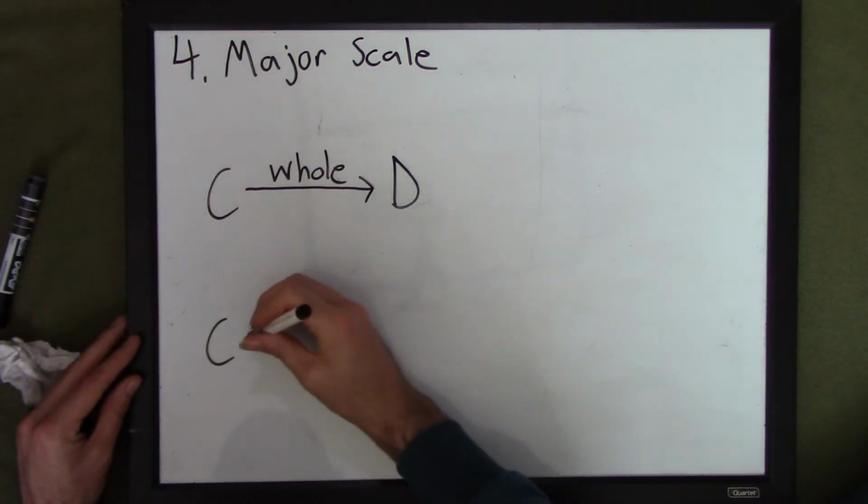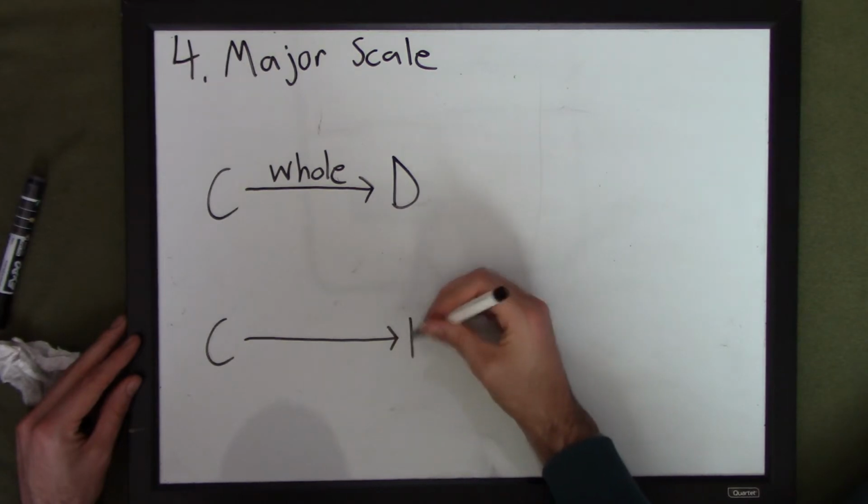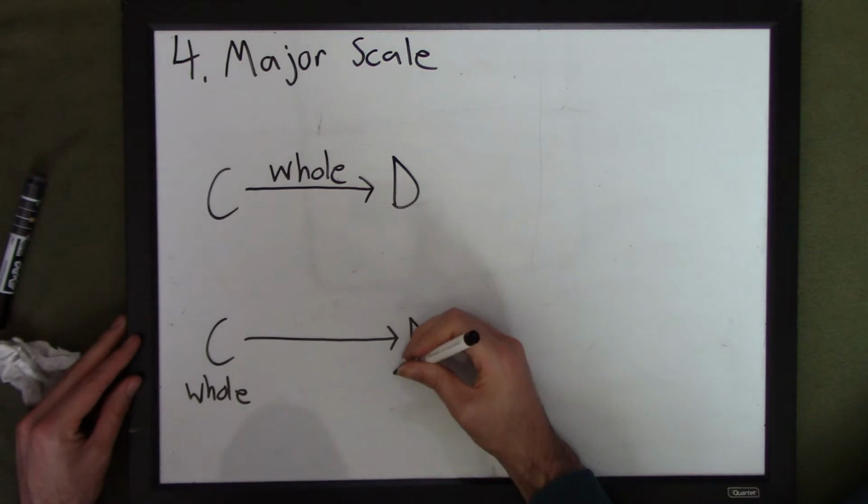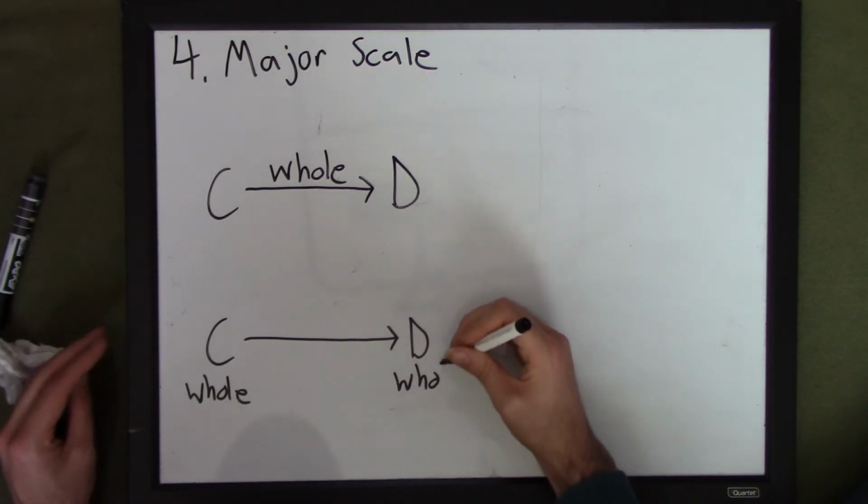So people will be like, all right, C, that's the whole step. D, that's the whole step. E, that's the half. And that's not how this goes. From C to D, that's a whole step. From D to E, that's a whole step.